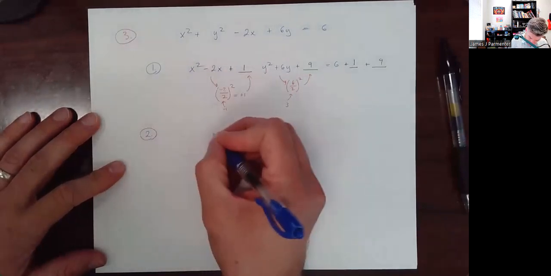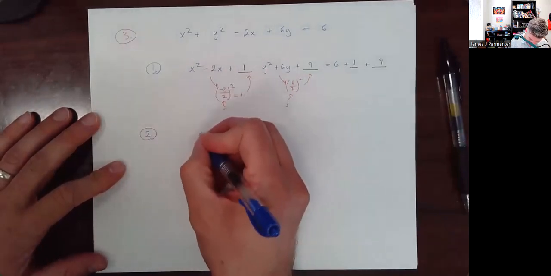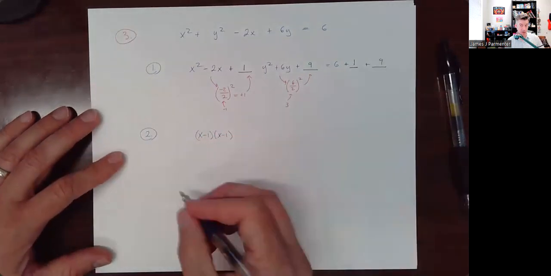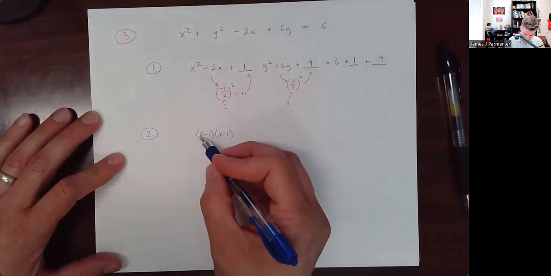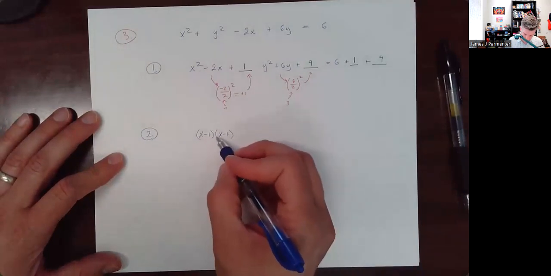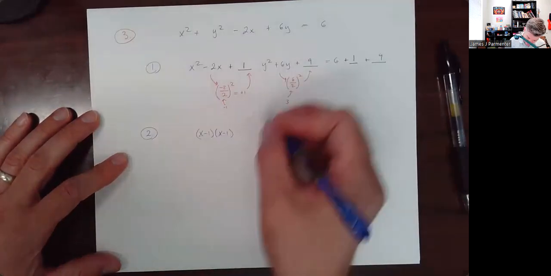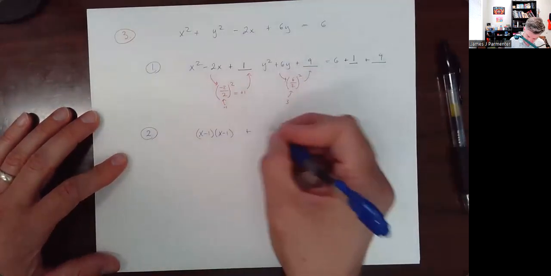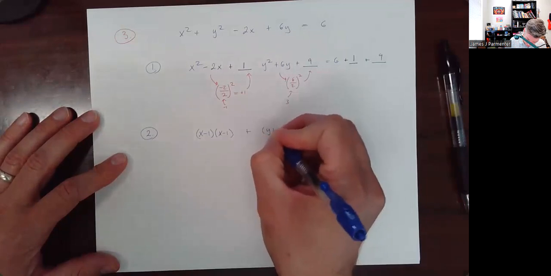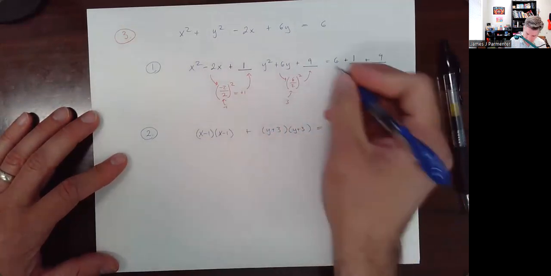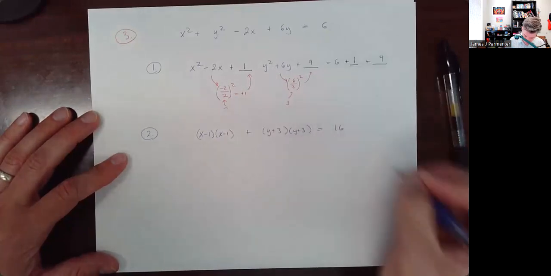X squared minus 2x plus 1 is going to be x minus 1 times x minus 1. If you multiply this back out, you would get x squared and then a minus x and a minus x, and a minus 1 times minus 1 is plus 1. Same deal here. y squared plus 6y plus 9 is exactly factored as y plus 3 times y plus 3. And 6 plus 1 plus 9 is 16.